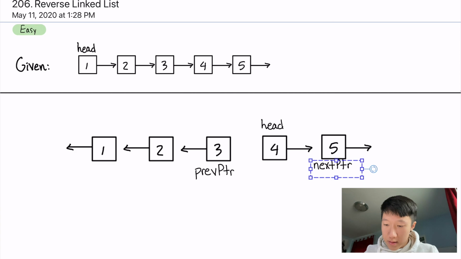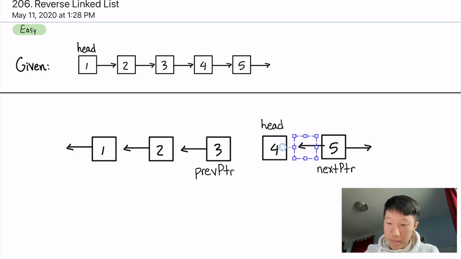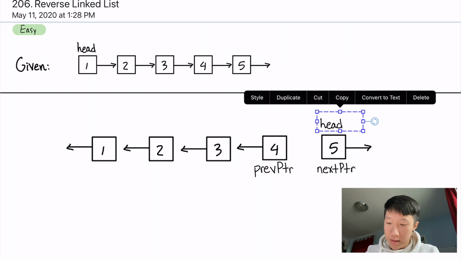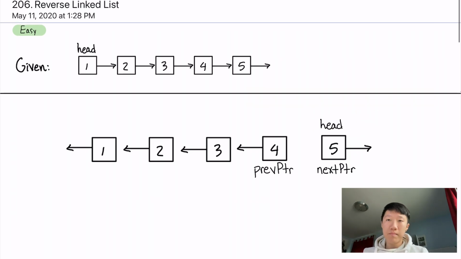Next. Head.next. Previous equals head, and head equals next. Now we're at the end, and this is where we want to be kind of careful and try to think about what's our stopping condition? When do we stop this algorithm?